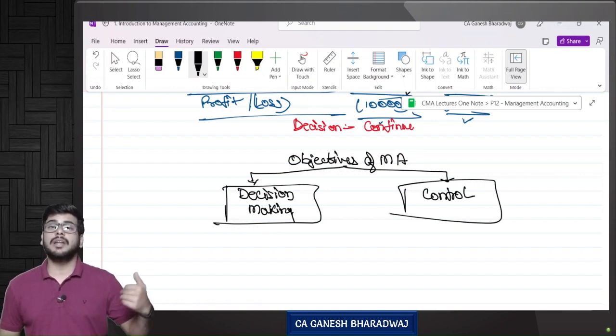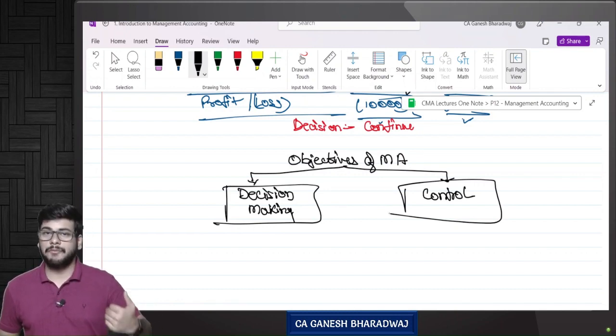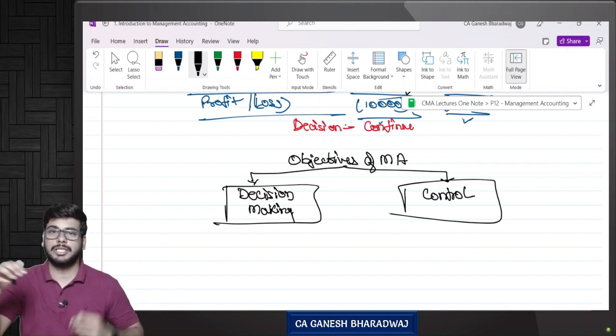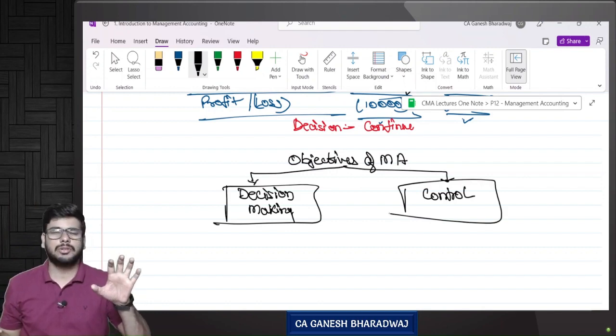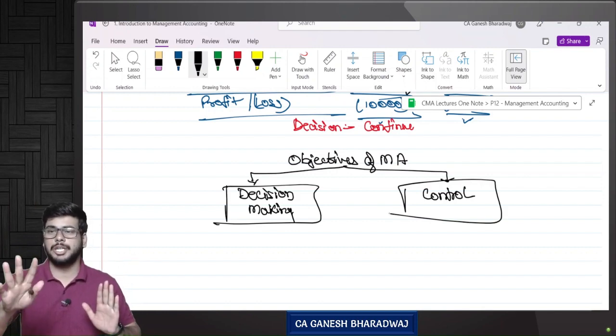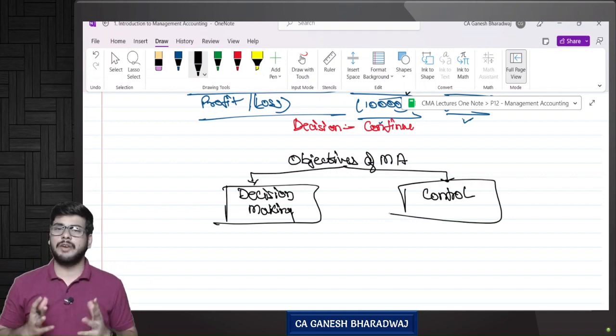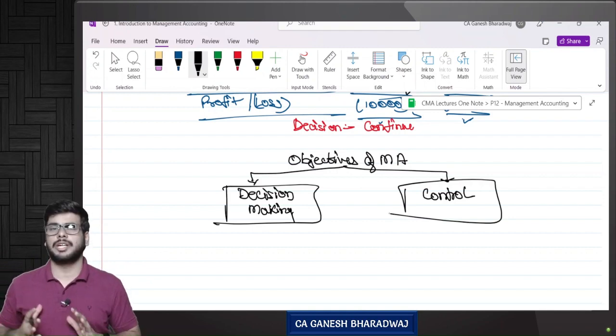Now in cost accounting, if you have already attended my lectures on cost accounting, I would have told you the objectives of costing are three: stock valuation, profit computation, decision making and control. I would have told that. If you have not attended, it's okay. Just know right now.